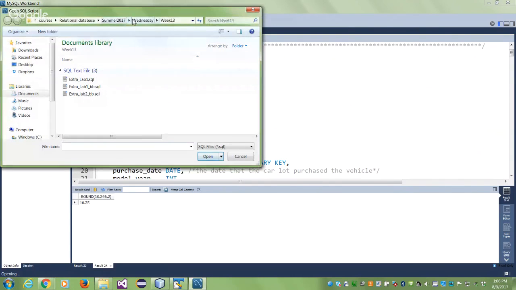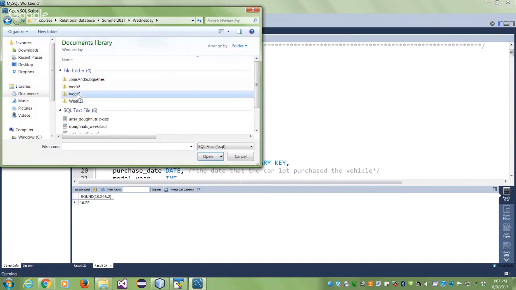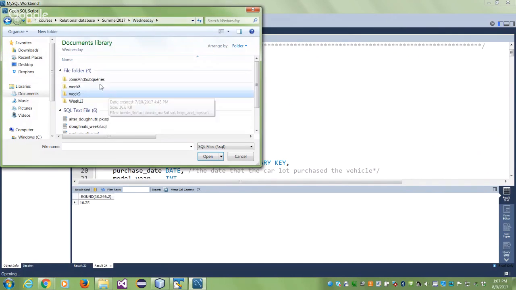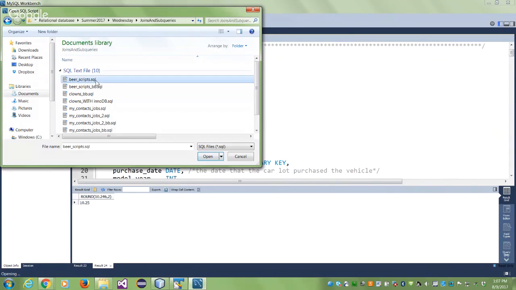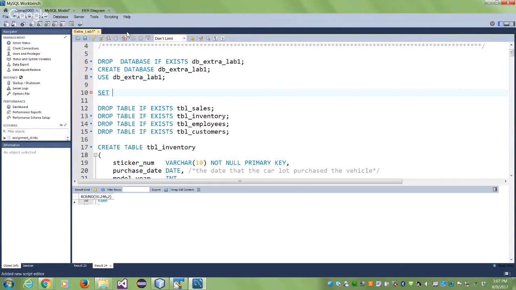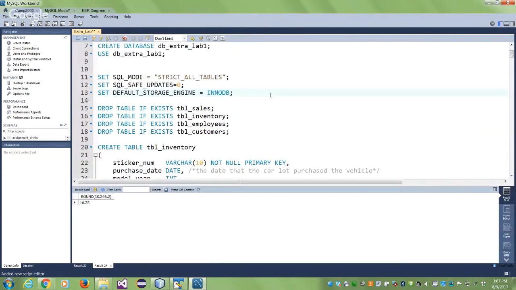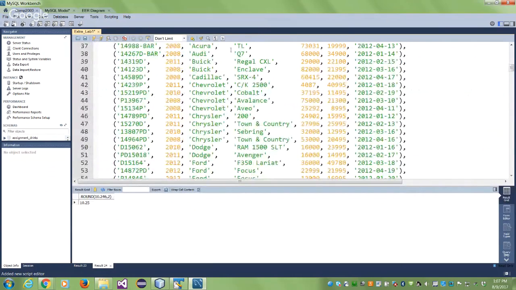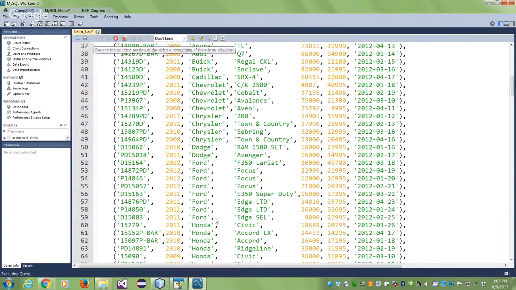Let's try to open something that we did last week. Joins and subqueries, the Beer scripts. Default storage engine. Okay, I've just made it InnoDB. I have changed it on my laptop. I think I already have that, but anyway, let's do a Control S and then run the whole thing.